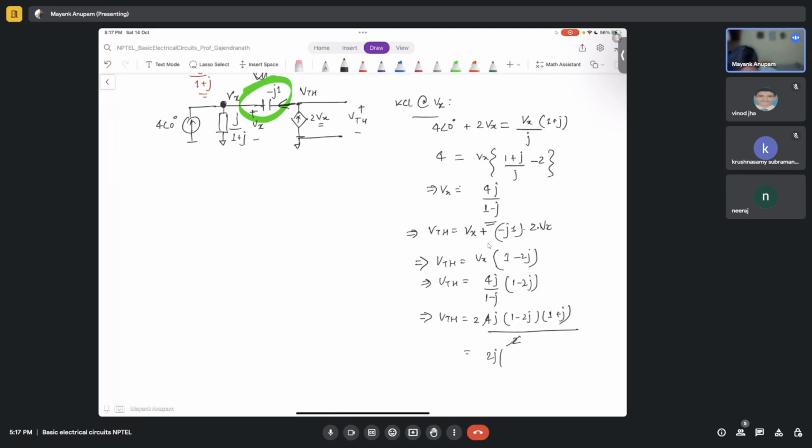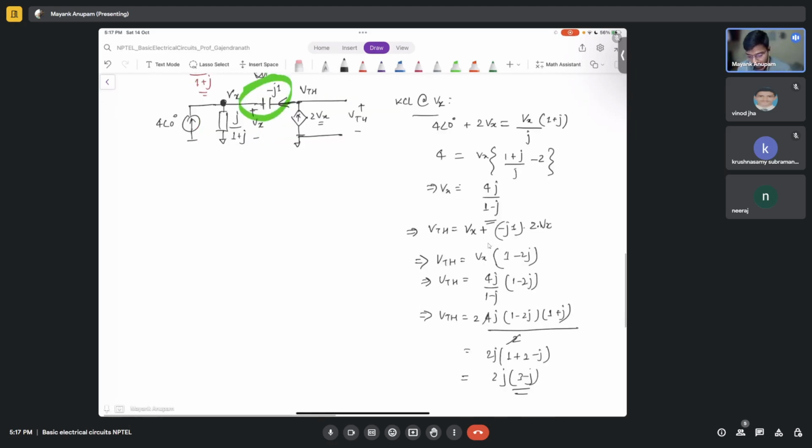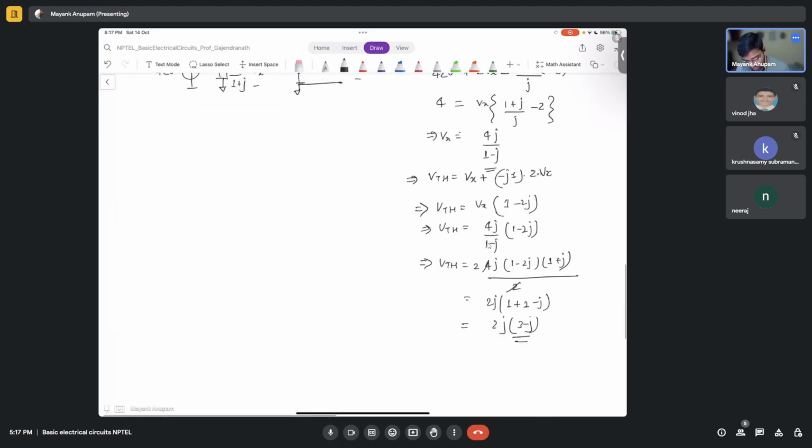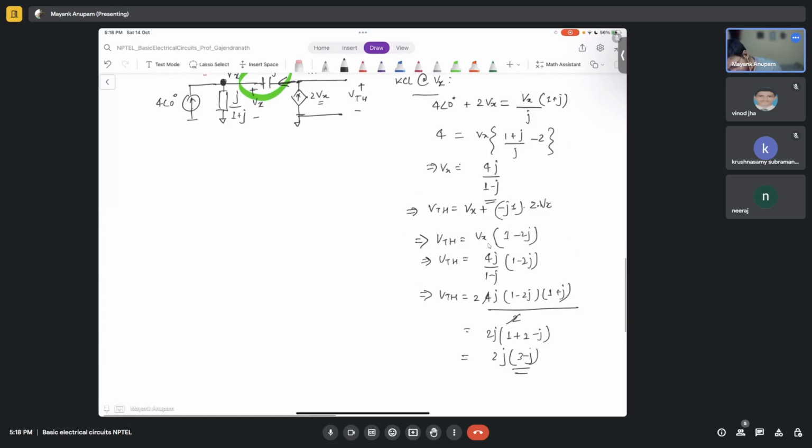2j into 1 minus 2j plus into 1 plus j is 1, and then plus 2, right? And then minus 2j plus j is minus j. This is equal to 2j into 3 plus 3 minus j, isn't it? So now we have Vth and we have Zth. So what is our Vth? Final Vth is equal to 2j into 3 minus j.